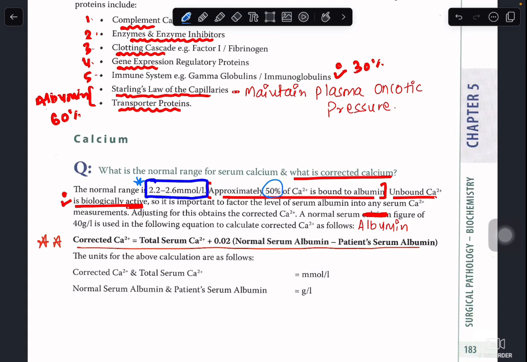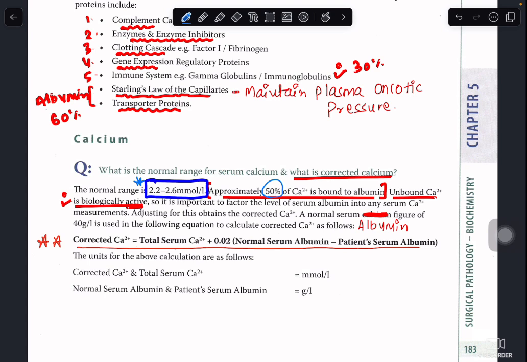Unbound calcium is biologically active, so it is important to factor the level of serum albumin into any serum calcium measurement. Unbound is the biologically active form. Adjusting for this obtains the corrected calcium. A normal serum albumin figure of 40 gram per liter is used in the following equation to calculate the corrected calcium. So it is very important.